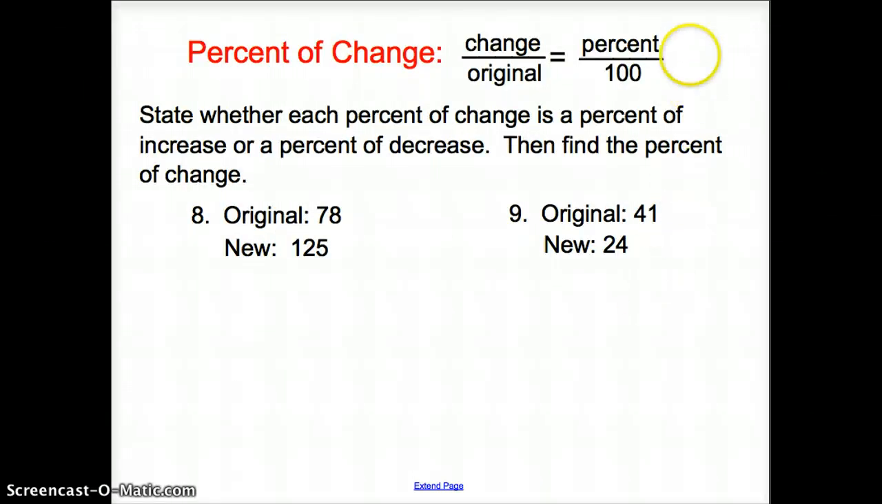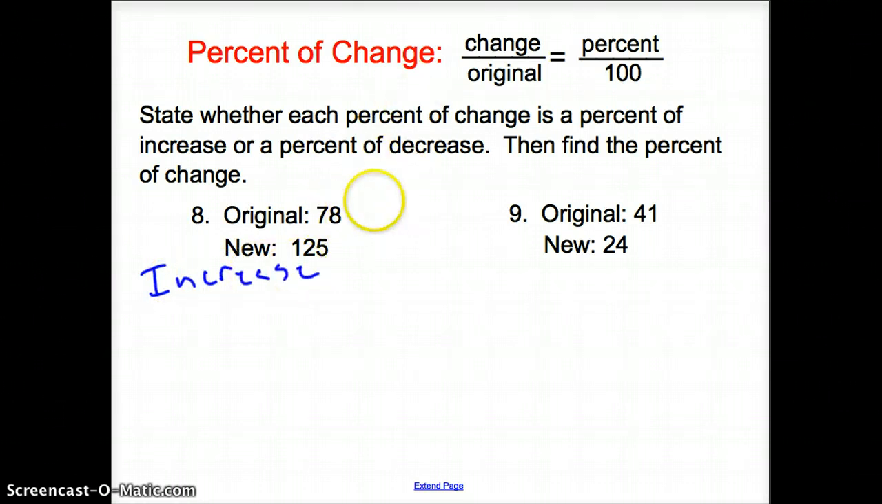Now we're to percent of change, right? Remember, with percent of change, we have change over the original equals percent over 100. This is the equation that we're going to use for percent of change. So first thing we have to do is state whether each percent of change is a percent of increase or decrease. Well, let's go ahead and look at our numbers. Our original is smaller than our new. So if original is smaller than our new, we are increasing our price. So this is going to be an increase right away by looking at it.